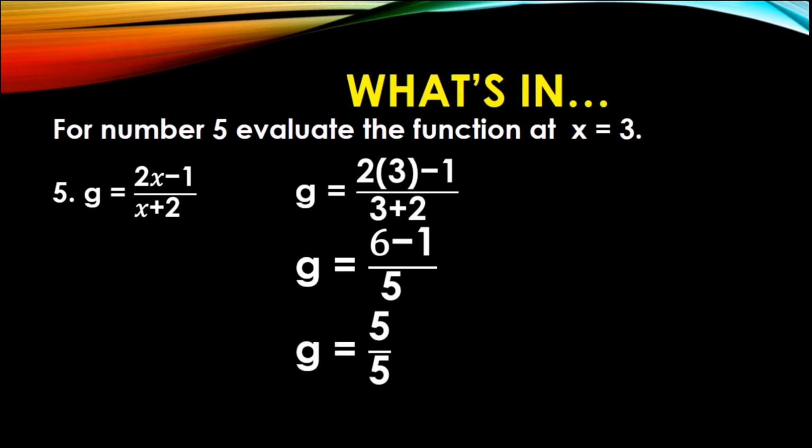Next, 6 minus 1 is equal to 5. So we have the numerator 5 and then copy the denominator, which is also 5. And then 5 divided by 5 is equal to 1. Our final answer is g equals 1.